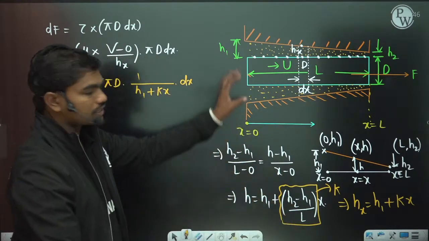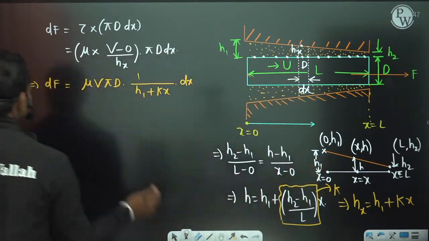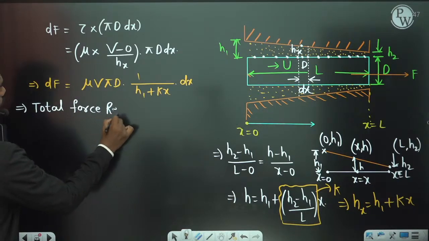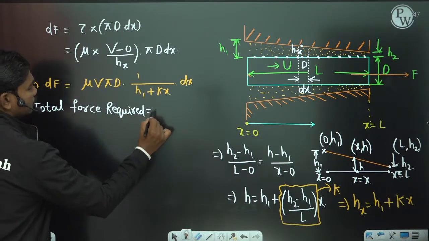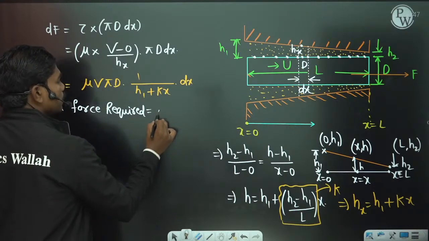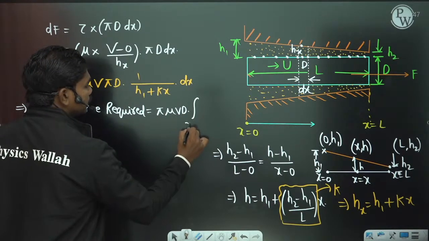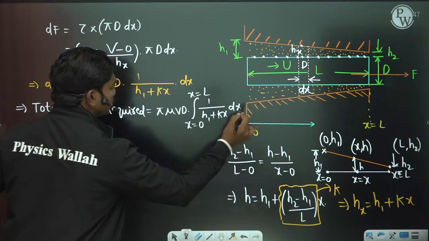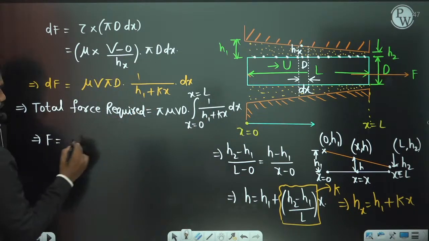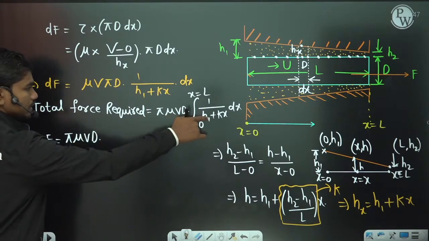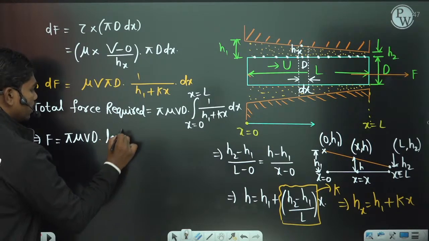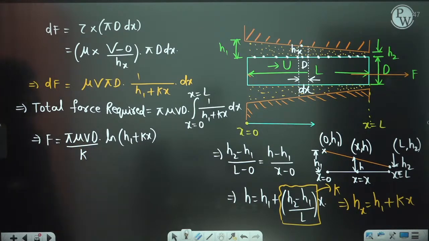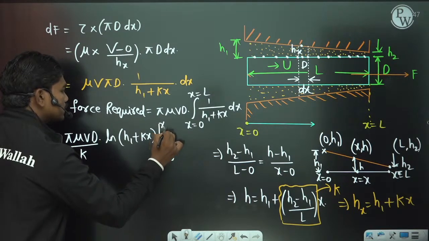Now if you want the total force which is required to pull this complete shaft, then the total force required is equal to, just integrate this expression from x equal to 0 to x equal to L. So if you integrate, pi mu V D are constants, integral from x equal to 0 to x equal to L of 1 by (h1 plus kx) dx. Okay, so F is equal to, if you do the integration, pi mu V D times the integral of 1 by (h1 plus kx), which is ln(h1 plus kx) divided by k, with k being a constant, within the limits x equal to 0 to x equal to L.